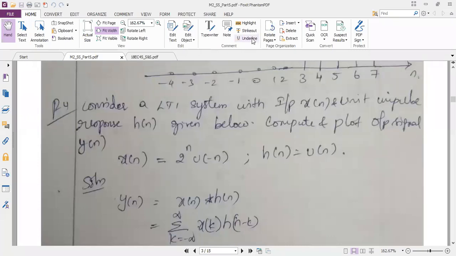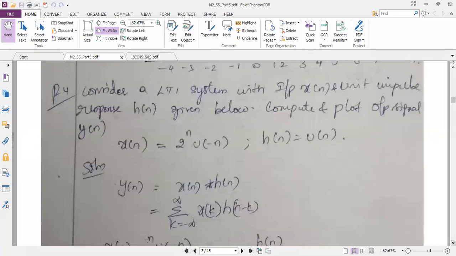Consider the LTI system with input x of n and unit impulse response h of n given below. Compute and plot the output signal y of n is equal to x of n convolution h of n. x of n is equal to 2 power n, u of minus n, and h of n is equal to u of n.